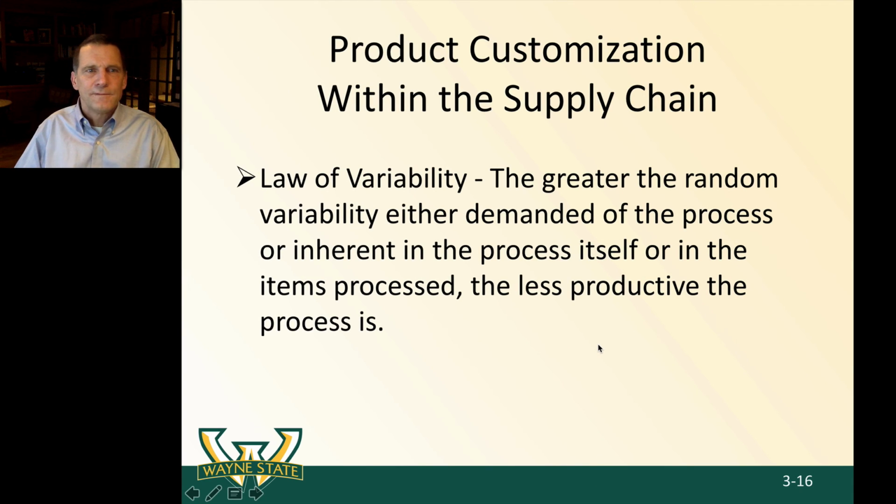So there is a law of variability, and that is that the greater the random variability, either demanded of the process or inherent in the process or in the items processed, the less productive that process would be. And you should remember that. It's really another way of saying complexity drives cost and risk. And the more randomness that we have, then the less productivity we're going to have.